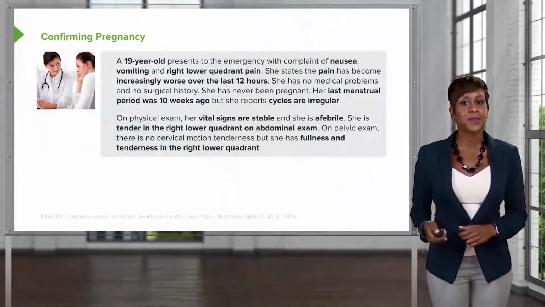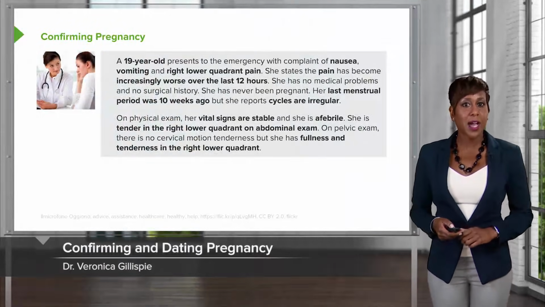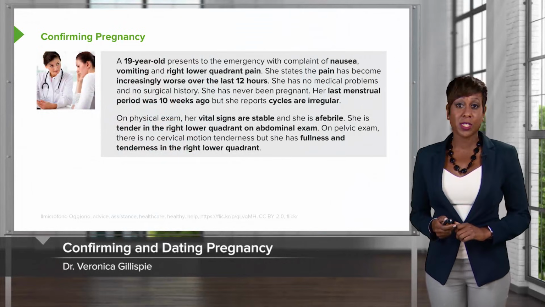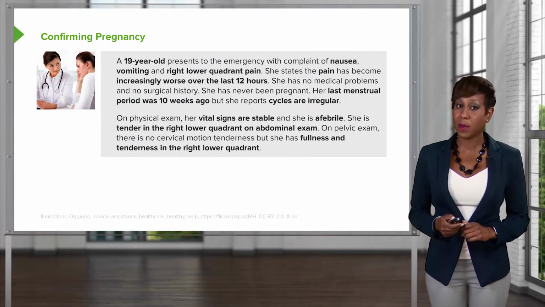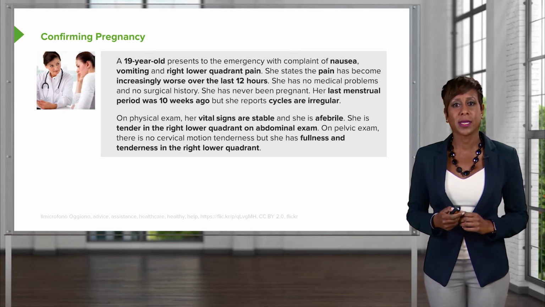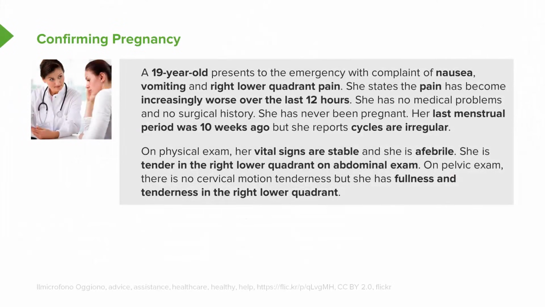Let's now talk about confirming and dating pregnancy. So here's a case. A 19-year-old presents to the emergency room with complaint of nausea, vomiting, and right lower quadrant pain. She states the pain has become increasingly worse over the last 12 hours.